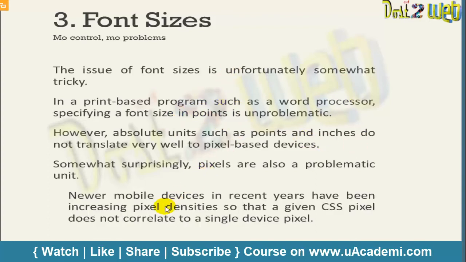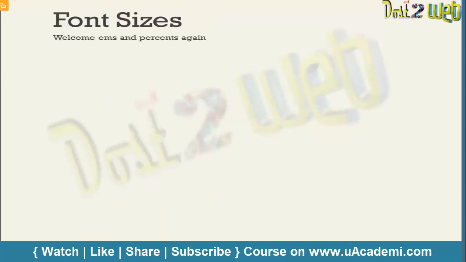And now all the new mobile devices, whatever we are using, have more pixels, right? The pixel dimension should fit the font size or whatever we are defining in the browser, that means your mobile device browser. Then how will that be taken care of? The font size will take care of that, and this CSS pixel does not correlate to a single device pixel. Then how are you going to use the font size given such issues, right?